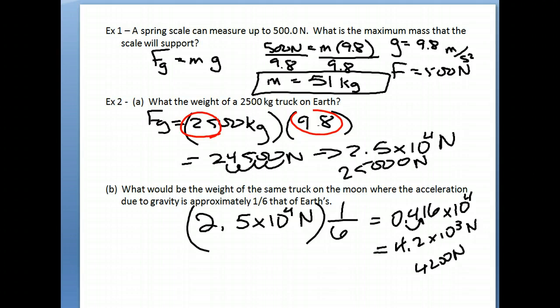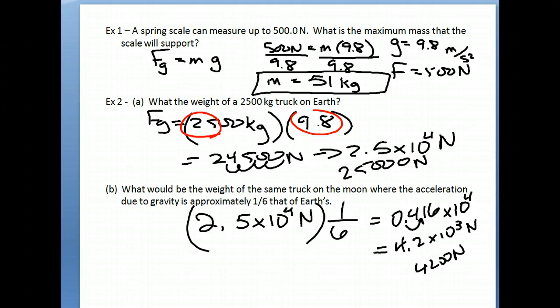So first, the force of gravity is equal to mass times the gravitational constant. And the gravitational constant is always negative 9.8 meters per second squared. So in this case, we were given the force of gravity acting upon an object as 500 newtons, equals mass times 9.8. So to find the mass, we solve for m, divide both sides by 9.8, and the mass of the object would have to be 51 kilograms.